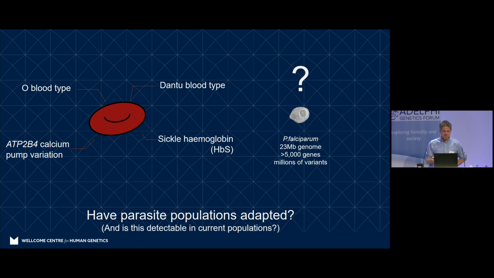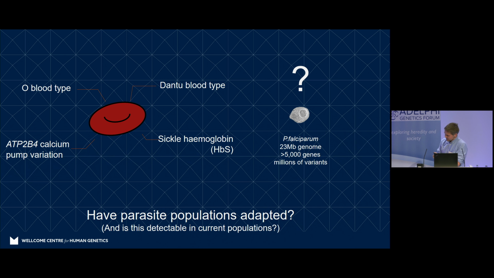But of course, the malaria parasite also has a genome. It's a 23 megabase genome, one 50th of the size of the enormous human genome. It has something like 5,000 genes, and there are millions of genetic variants. And we know that parasites evolve quickly. They evolve over timescales much quicker than humans because their life cycle is on the order of months instead of tens of years. And they have adapted in the past, for example, quickly to pressure from drugs.